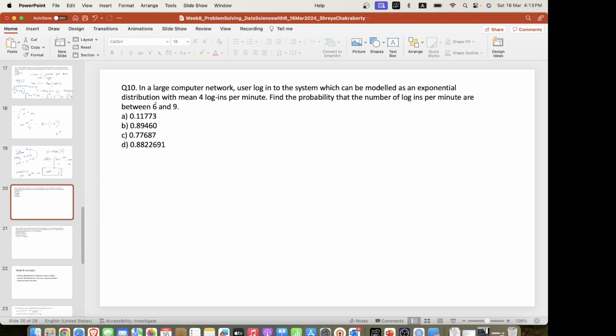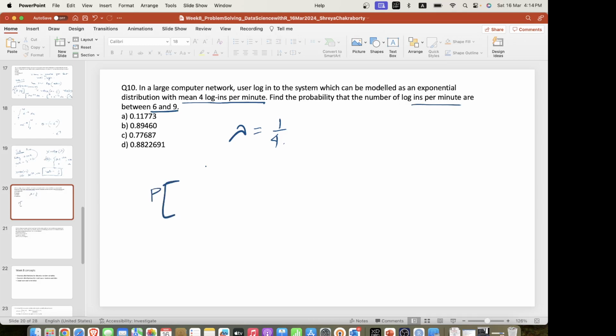So same question, in a large computer network, user logins can be modeled as an exponential distribution with mean 4 logins per minute. Okay, so 4 logins per minute is the mean. So here lambda is what? Lambda is 1 by 4. Okay, so what is the probability the number of logins per minute is between 6 and 9?